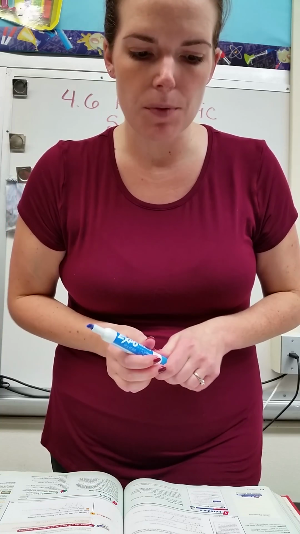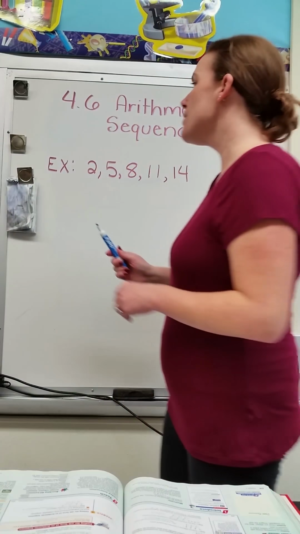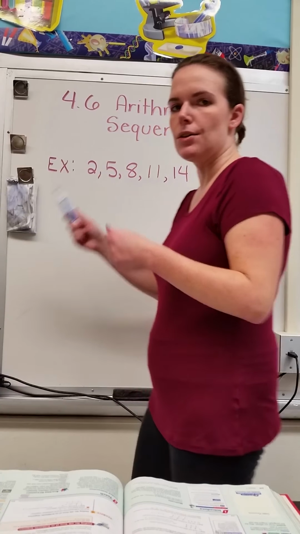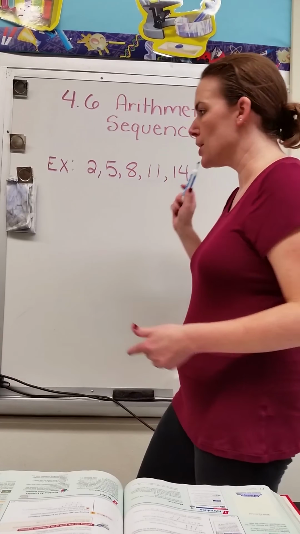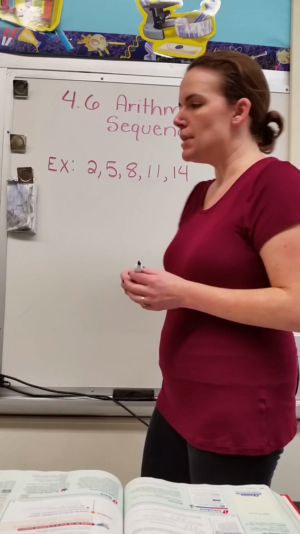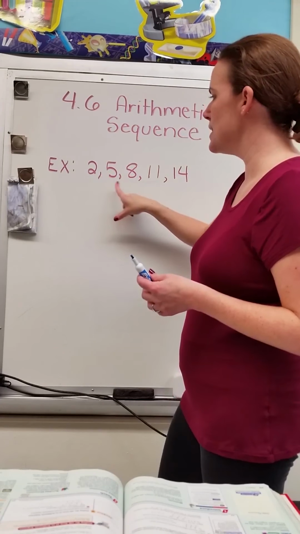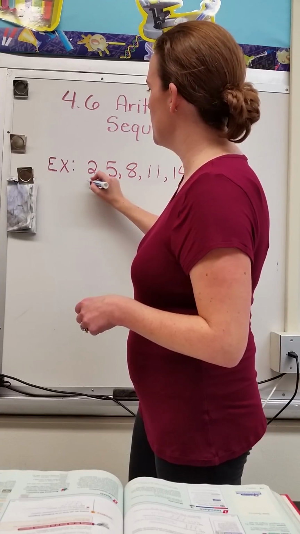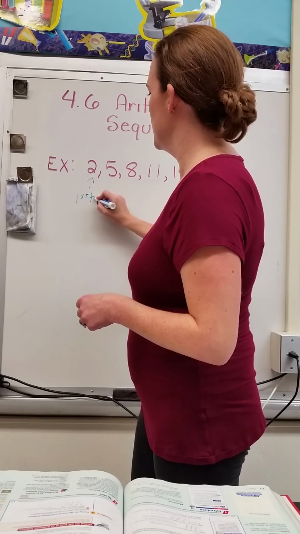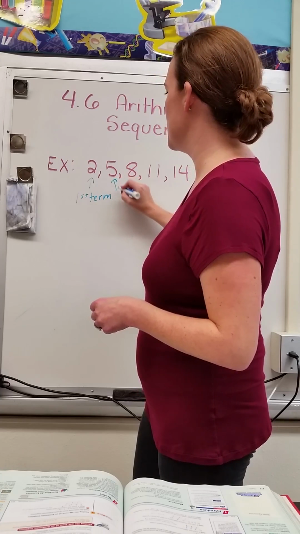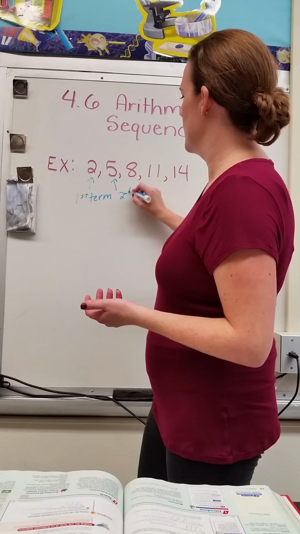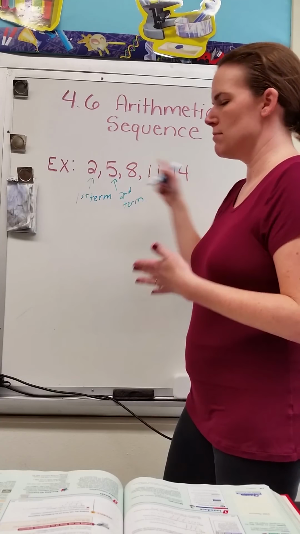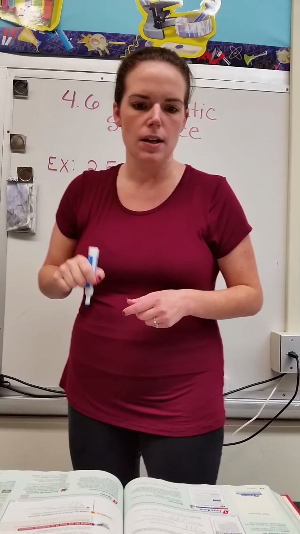Arithmetic sequences are pretty straightforward. A sequence in general is just a series of numbers. It's a list of numbers. That's a sequence. Each number in the sequence is called a term. So like 2 would be my first term, and 5 would be my second term. So that's what we mean when we say terms. It's just the numbers in the sequence.